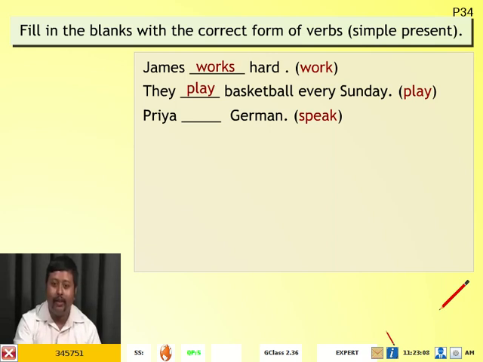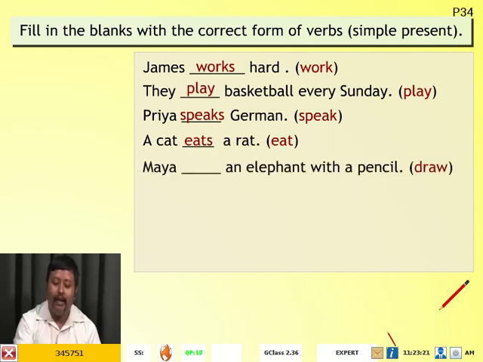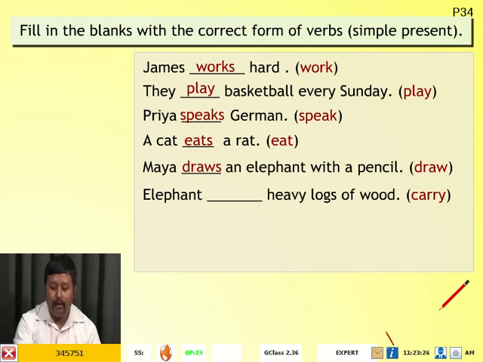Priya dash German. Priya is singular or plural? Singular, right? So that is what? Third person. So what will we say? We'll say speaks. Then a cat dash a rat. It's eats a rat. Maya dash an elephant with a pencil. Draws an elephant. Okay.